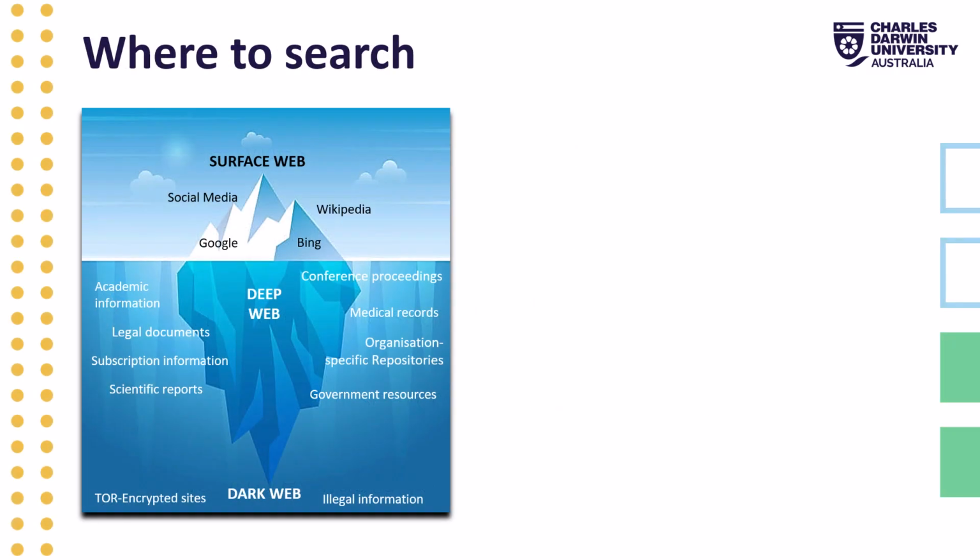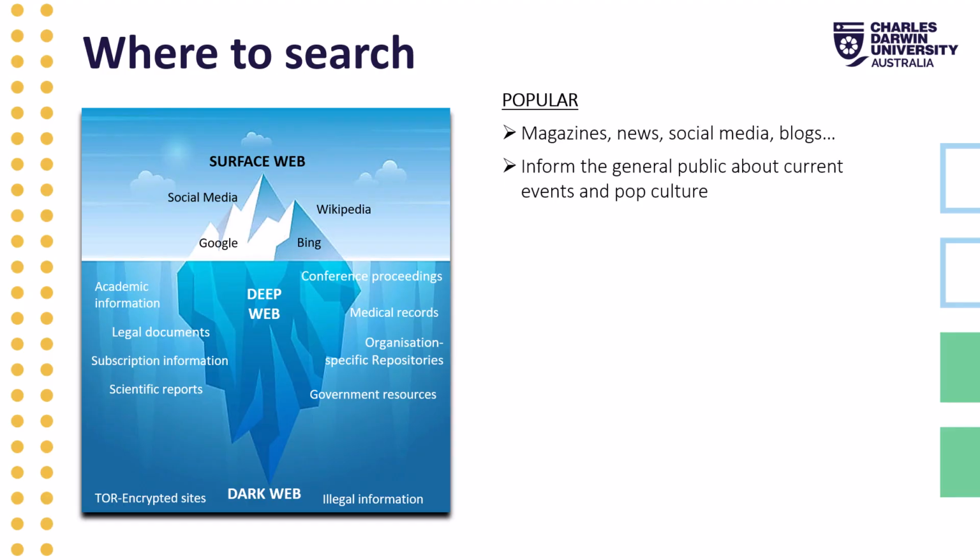Let's discuss the types of sources first. One of the main types of sources, and what we see a lot of in our everyday life, are popular sources. Popular sources, as the name implies, are popular to the public and are seen as something to entertain, inform, and in some cases mislead a wide audience. They are made by people within industry for the general public to inform them about current events and pop culture, and these sit mainly in the surface web.